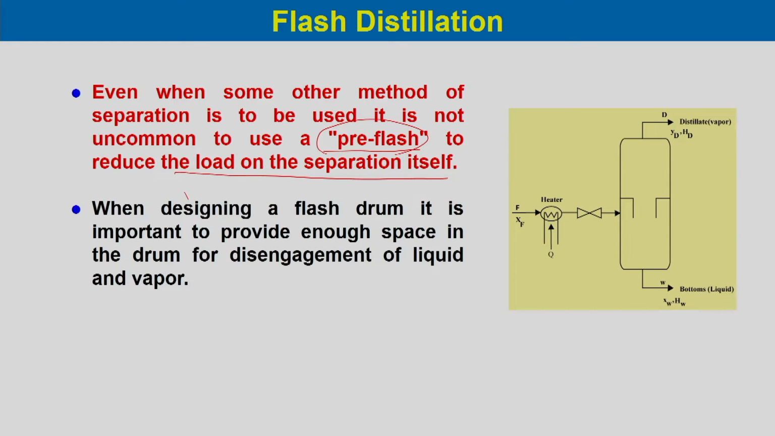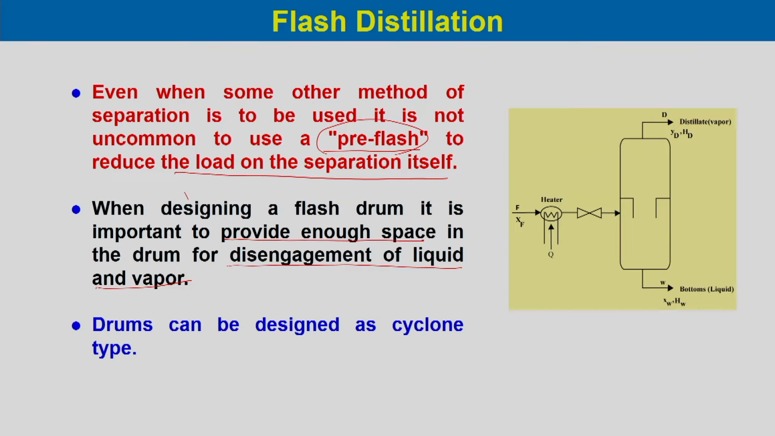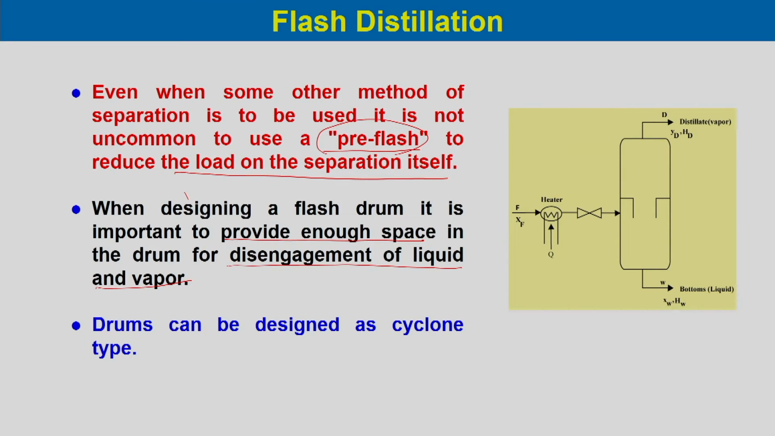When designing a flash drum, it is important to provide enough space in the drum for disengagement of the liquid and vapor, which is very important. Drums can be designed as cyclone type. If it is cyclone type, the liquid goes to the wall of the cyclone and falls down through gravity, and the vapor goes up. So significant separation can be achieved.